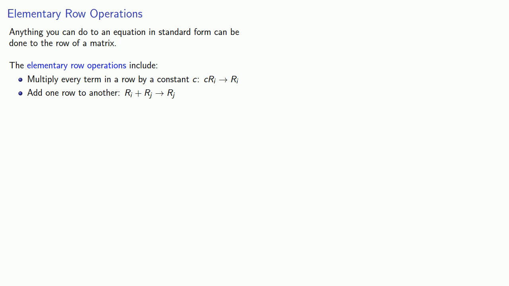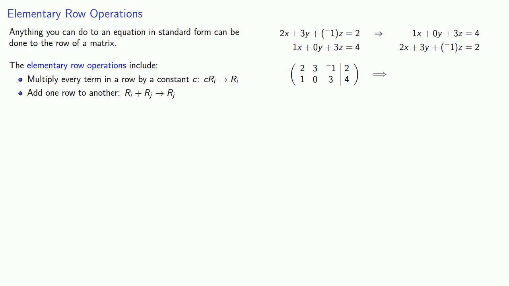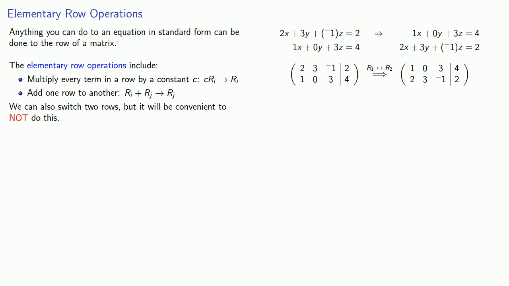Another thing we can do when we have a system of linear equations is change the order of the equations. So again, we have our system of equations and corresponding augmented coefficient matrix. And maybe I'll change the order of the equations, which is going to also change the order of the rows. And to record this, I'll indicate that I've switched row 1 and row 2. Actually, for reasons that'll become apparent later, it'll be better if we don't do this. And so we can also switch 2 rows, but it will be convenient not to do this as an elementary row operation. To make it a little easier to talk about elementary row operations, we'll introduce a couple of terms.